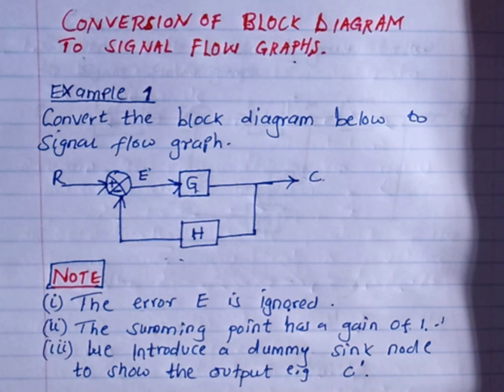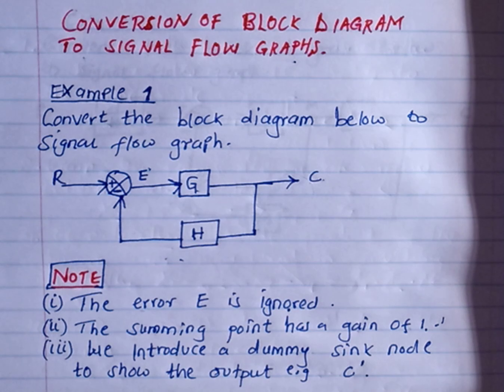It means that if I have a node between the input and maybe another node, and you find that between the two nodes there is no gain block, then we have to indicate 1 in that case.